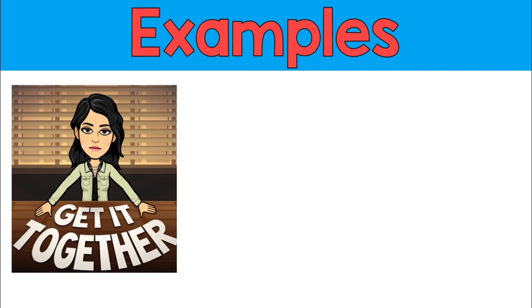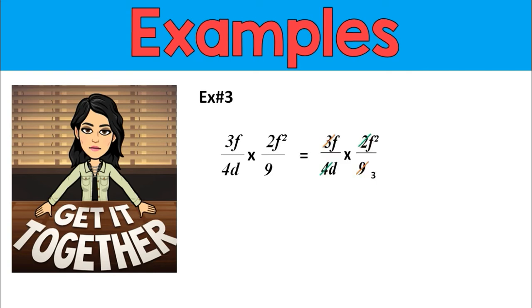Now let's move a step forward and try slightly more complex examples. Example number 3 seems a little tricky, but trust me, it's not. First of all, we will follow rule number 2 and cancel out the common factors. As you can see on the screen, we reduced 9 with 3 and 4 with 2, and after that we added the powers of the common variables following rule number 3, and then we multiply the rest following rule number 1.